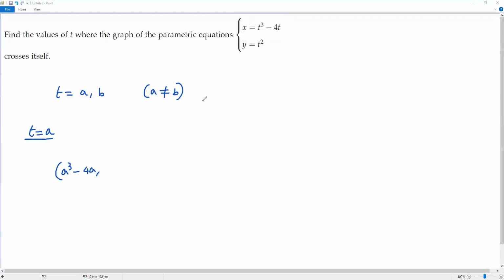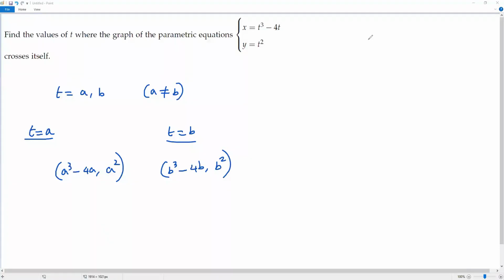And now to get the y coordinate, I have to plug in t is equal to a into the second parametric equation, that is a square. So this is a point I'm getting when t is equal to a. The same thing I have to do with the other value of t, that is t is equal to b. To get the x coordinate, just plug in t is equal to b into the first parametric equation. Then we'll be getting b cube negative 4b. Then when I plug in t is equal to b into the second parametric equation, I'll be getting b square.